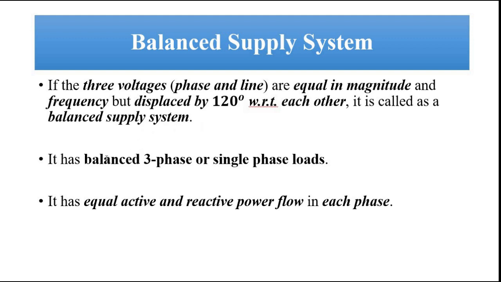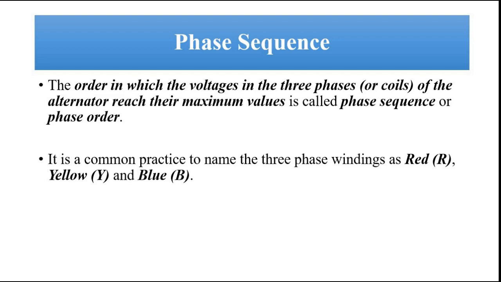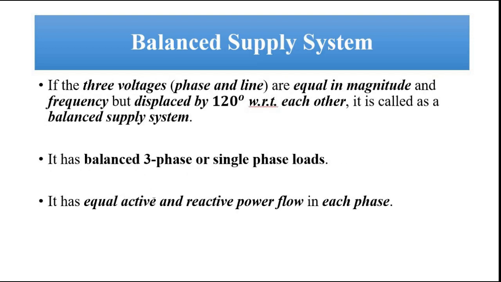The other requirements are that it should have balanced 3-phase loads, whether on the alternator side or the load side. The load should also be balanced and 3-phase for each of the particular voltages. And it should have equal active and reactive power flow in each phase. We have already discussed active power and reactive power: true power, reactive power, apparent power. The cos phi component is called the active component, and the sine component is called the reactive component. So these are the requirements for a balanced supply system.